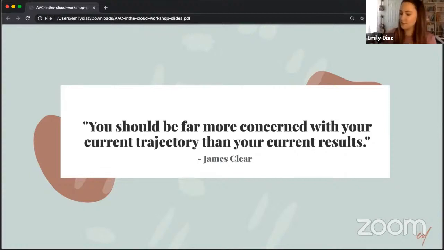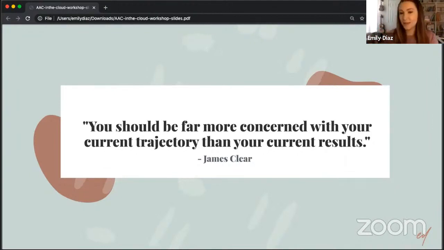This quote comes from the second book, the Atomic Habits book by James Clear. He says, you should be far more concerned with your current trajectory than your current results. So don't beat yourself up or get frustrated if it's been 2 years, nobody's modeling AAC in the classroom. You walk in and you can't even see the devices out in the classroom. Don't worry about those current results. Worry about your current trajectory.